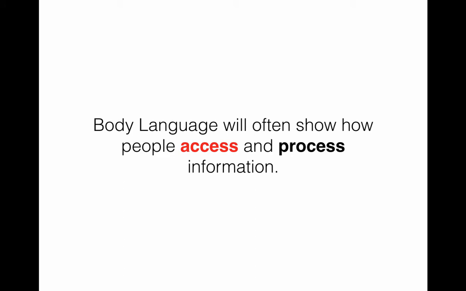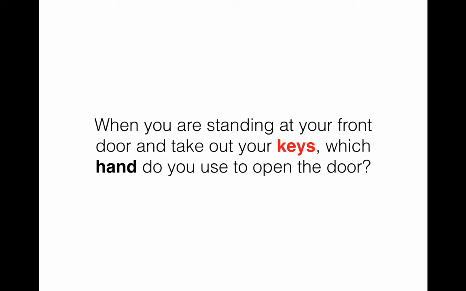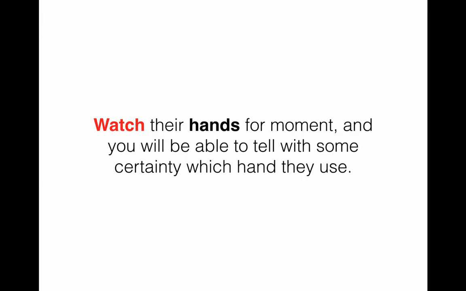Body language will often show how people access and process information. Next time you're with a friend, ask them to just think of the following question, but not answer out loud. Here's the question. When you're standing at the front door and you take out your keys, which hand do you use to open your door? Watch their hands closely for a moment, and you'll be able to tell with some certainty which hand they use.